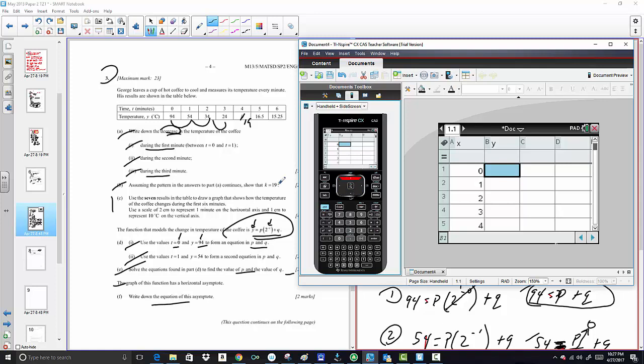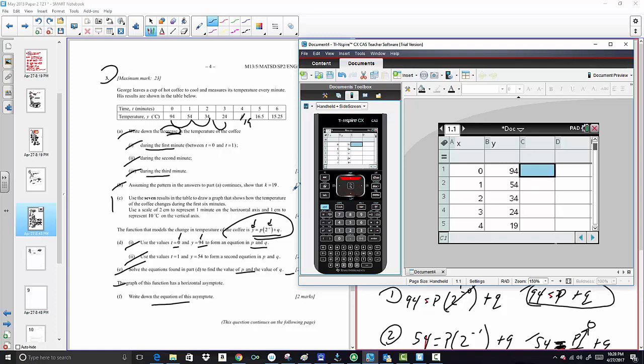to 0 and then type in the y values, starting off with 94. Looks like 54, 34, 24, and 19, which is the k value, 16.5, and 15.25. Just be careful you don't make a mistake when you're typing in stuff, but don't spend a lot of time on it. Okay, and I'm just going to go over to the next column at the very top. That's the way I like to do it.